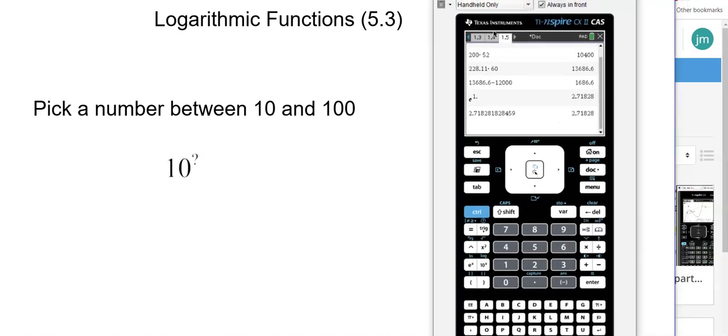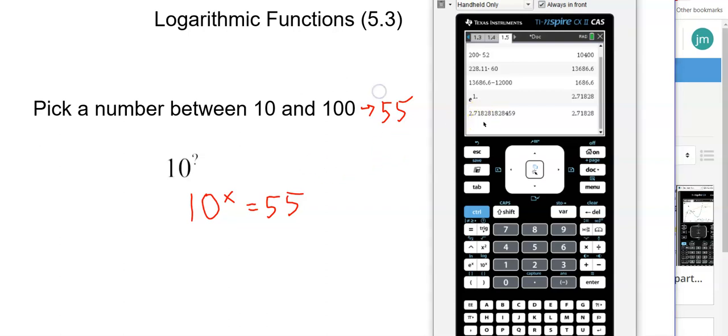Okay, so logarithms are designed to solve problems like this one. Let's say you pick a number, let's say 55, just some number between 10 and 100. So 10 to the what power equals 55? In other words, our equation is 10 to the x power equals 55. If I'd picked a number like 10 or 100, I would know the answer, 1 or 2, but I don't know what that power is.